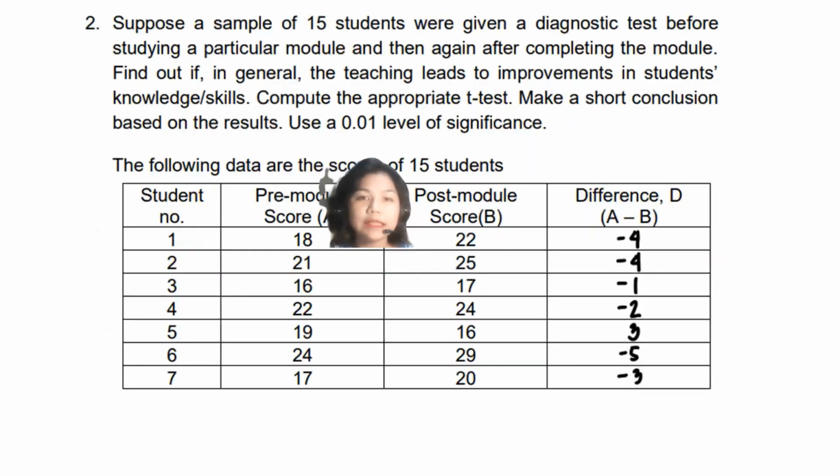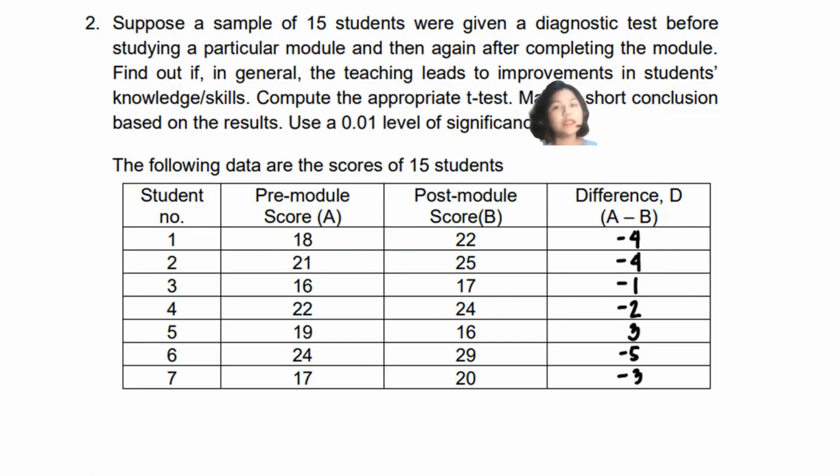Second example is this. Suppose a sample of 15 students were given a diagnostic test before studying a particular module, and then after completing the module, find out if, in general, the teaching leads to improvements in students' knowledge and skills. Compute the appropriate test, make a short conclusion based on the results, use 99% level of significance or 0.01. So ito po ay given. Alam po natin, to compute for D, or the difference, we simply need to subtract B from A.